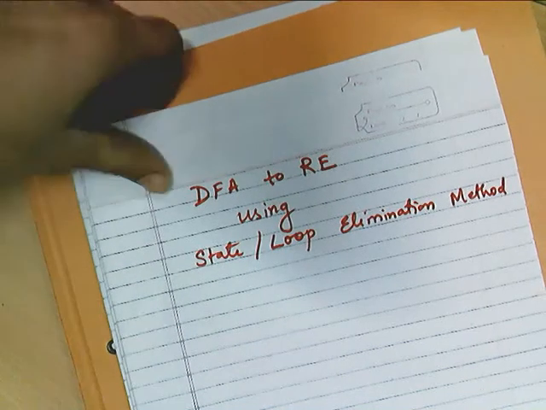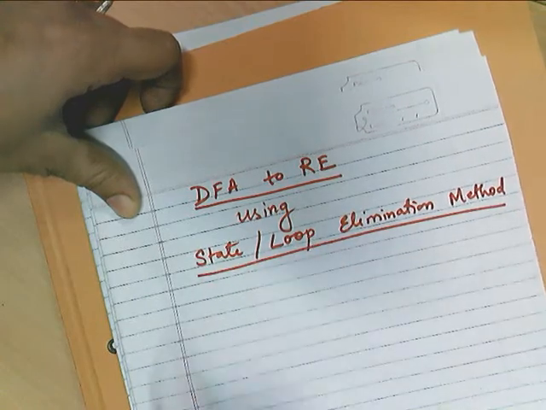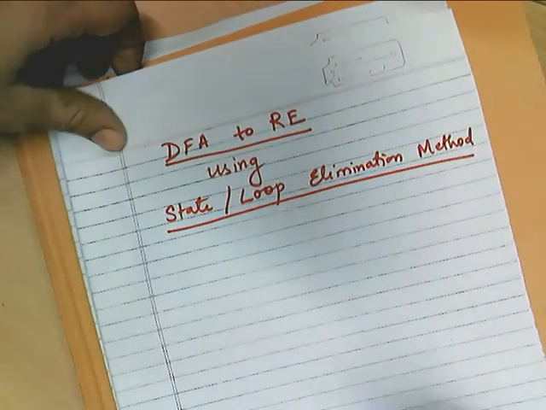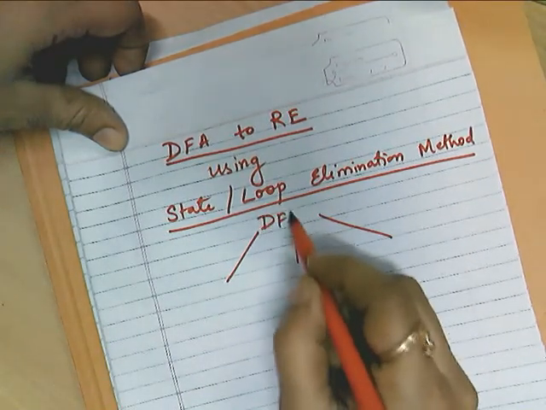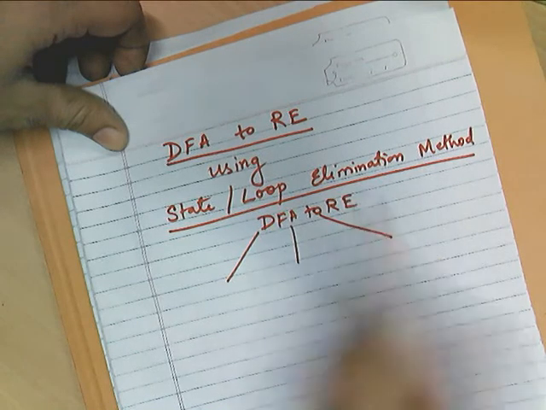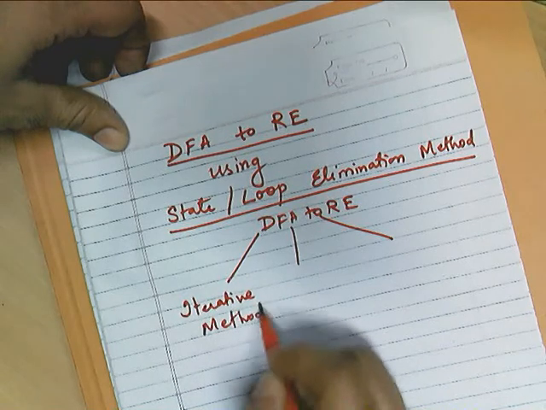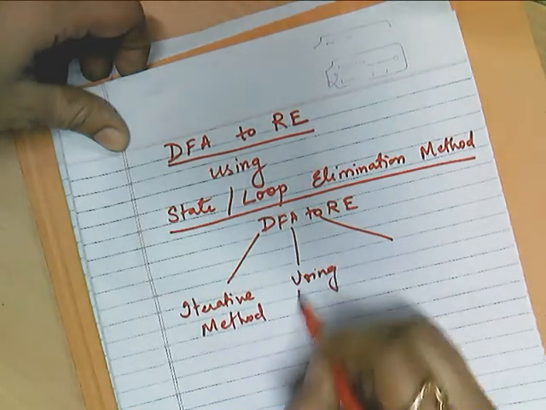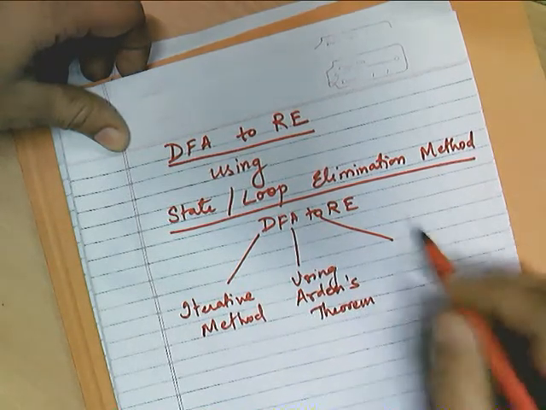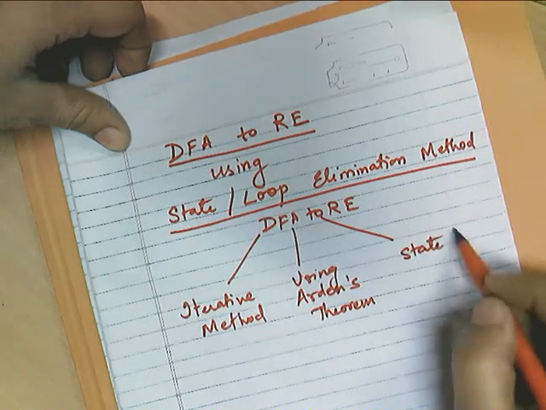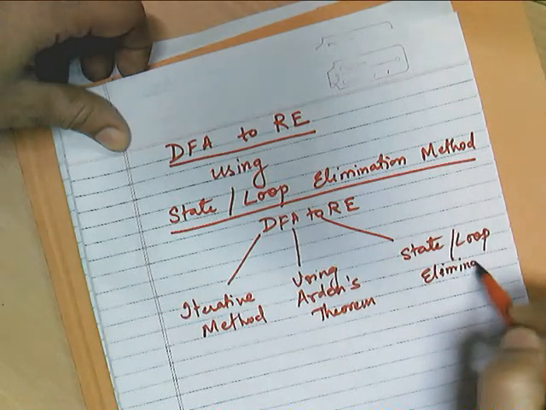There are many methods, or we can say algorithms, for converting DFA to regular expression. Generally these are three methods for DFA to RE conversion. First is the iterative method. Second, using Arden's theorem. And third is the state loop elimination method.